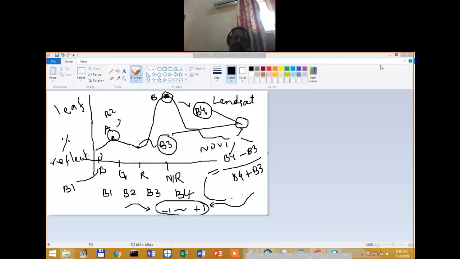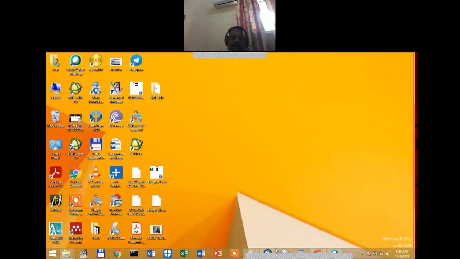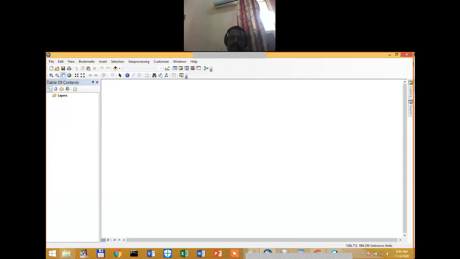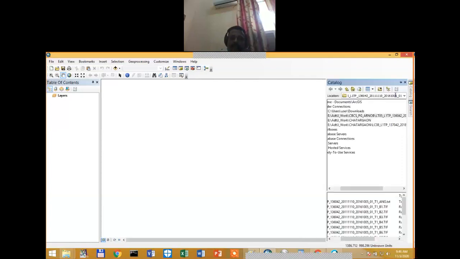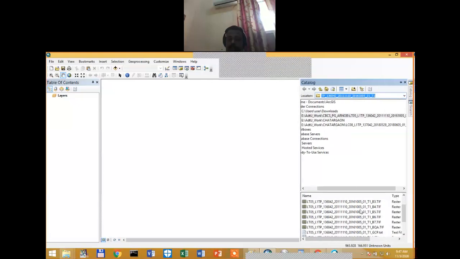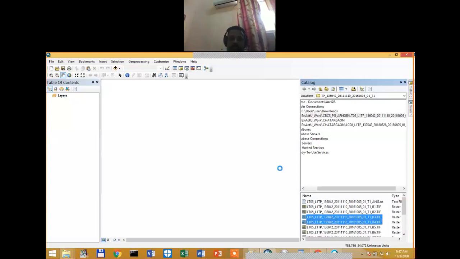But let us proceed. Okay, so this is my screen here. I already have downloaded some of the images. So for NDVI calculation, I am not going to load all the images. This is a landscape image. So for that, I need band number 3. This is my band number 3. And I need band number 4. So I simply load these two bands.